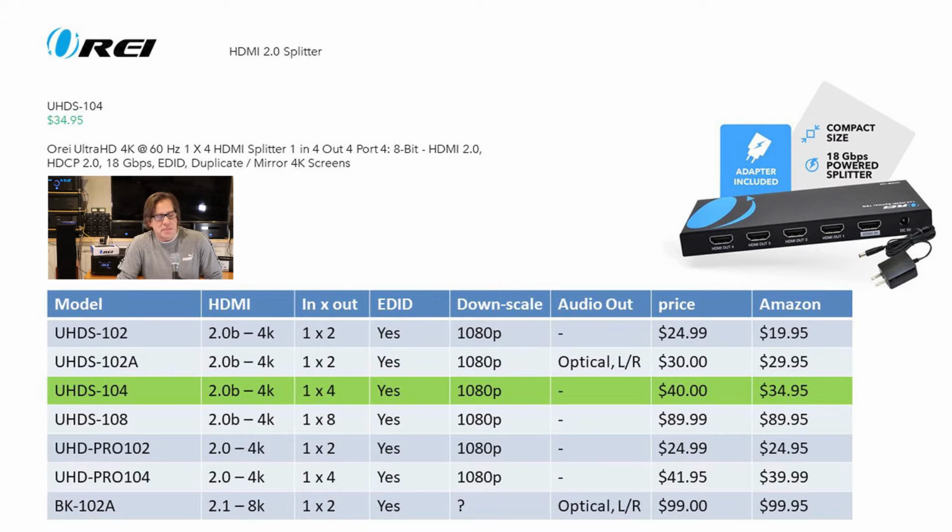In comparing the models in their catalog, I didn't look at their HDMI 1.4 stuff. They still sell them. They're lower cost, but I wanted to be at least HDMI 2.0, 2.0B. And they do have quite a bit of them. 1x4 is exactly what I want. Some of the models do downscaling to 1080p. I don't really need that because my television is capable of 4K. So I don't need the downscale.